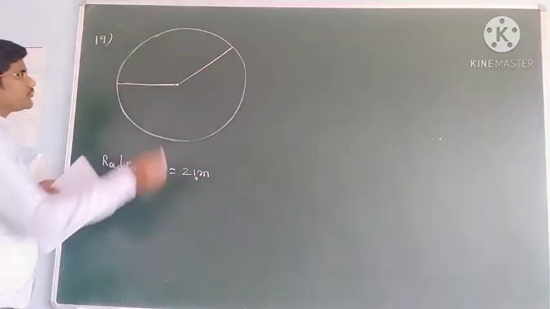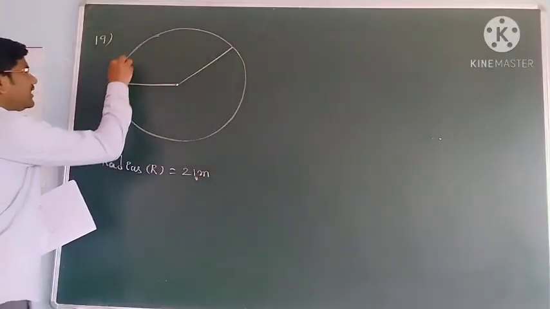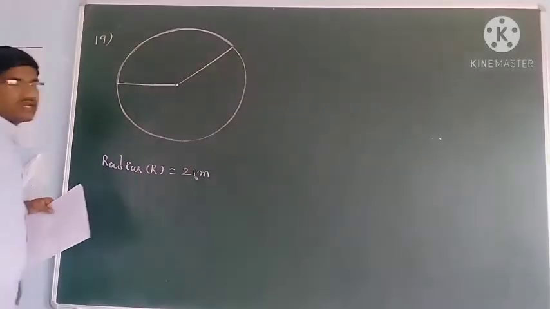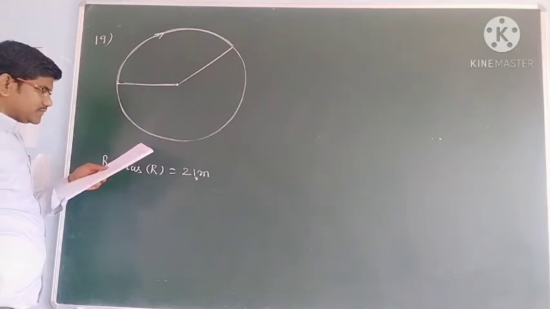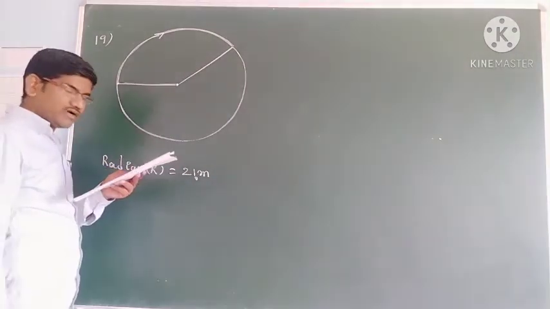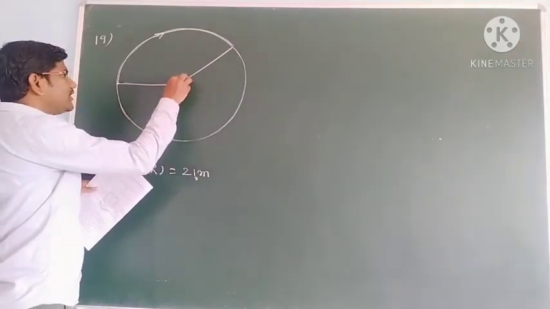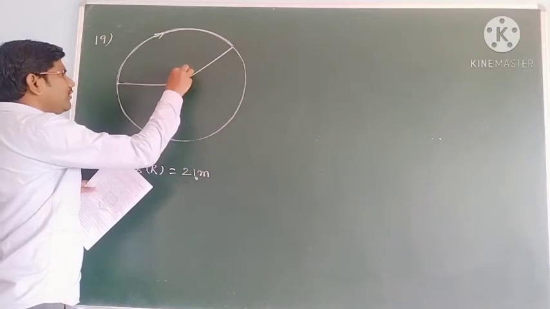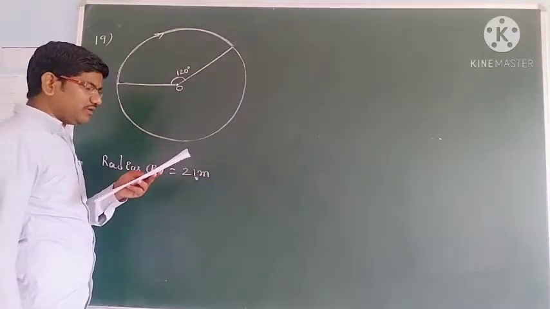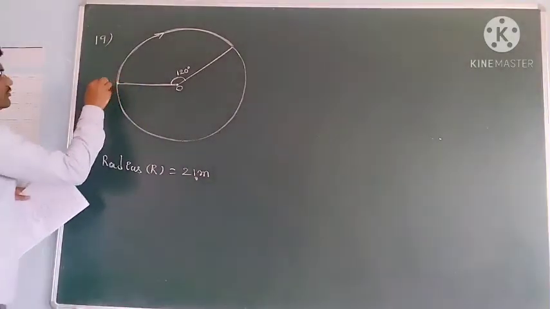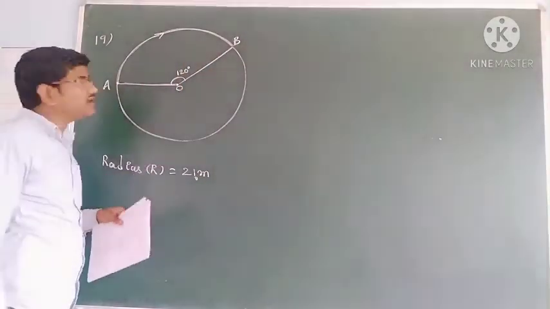Okay students, a body moving along a circular path. It is moving along a circular path. This is a circular path. A body moving along a circular path of radius 21 meters describes an angle of 120 degrees at the center of the circle while moving from A to B. Find the distance and displacement.